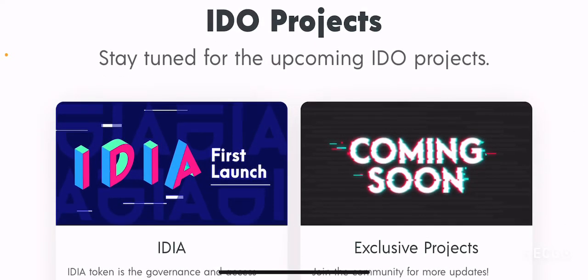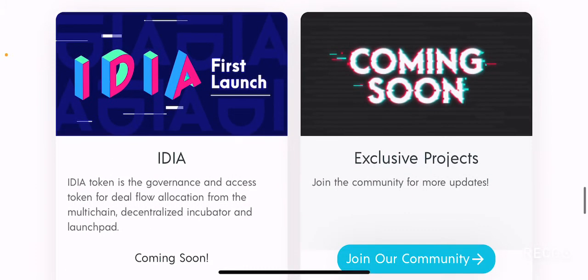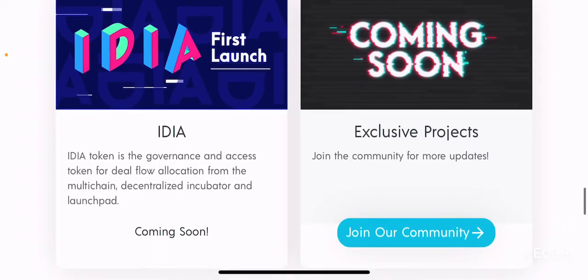So when it comes to the IDO projects, they only have one project, which is the IDIA project. It's a very interesting project which you guys can read about. They still don't have a tentative date because it's still a work in progress, but this will give you enough time to not only understand Impossible Finance itself, but also do some research on IDIA so that you can participate in the first ever IDO launch on Impossible Finance, right?